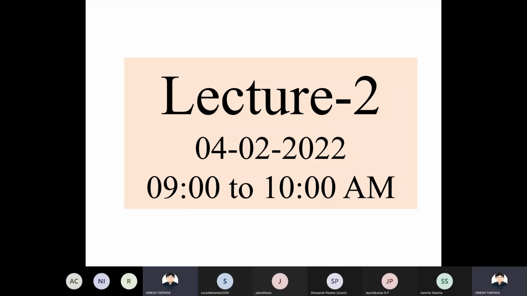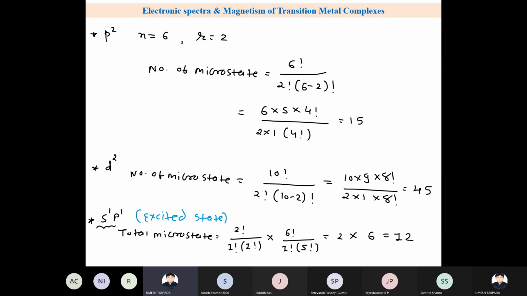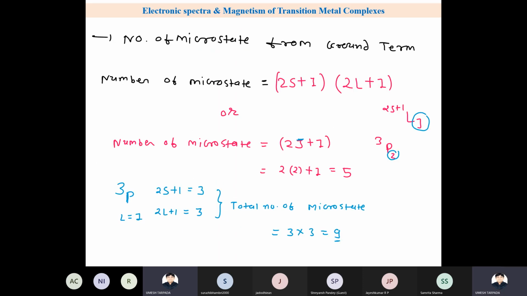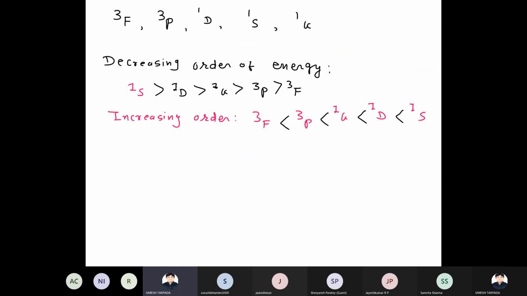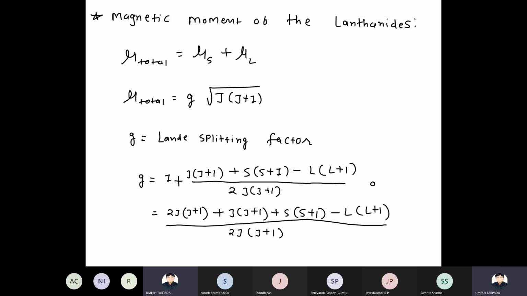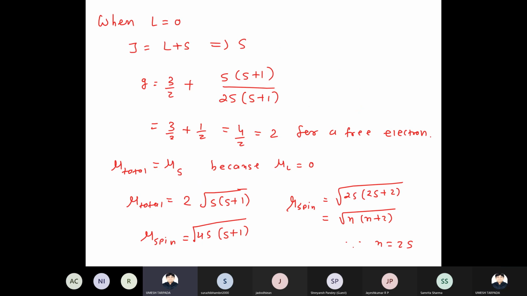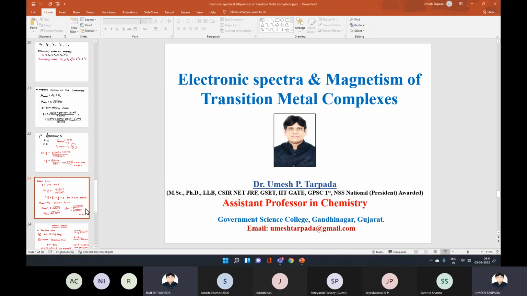In the second lecture, this is the way to calculate the number of microstates. Energy comparison of different orbitals: which orbital has higher energy, which one has lower energy. And to calculate magnetic moment, the spin only value. So these things we have completed.